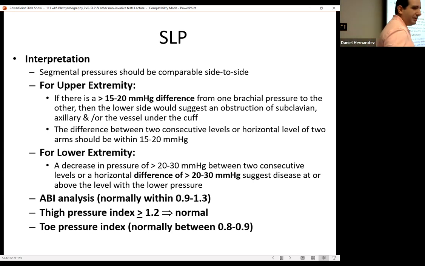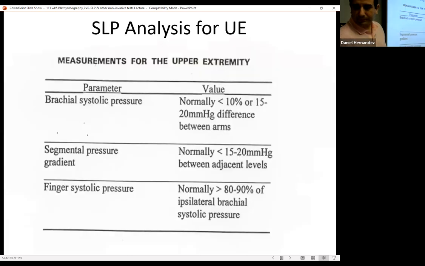You're fine. Pressures tend to go up as you move up the legs. So your thigh pressures are typically going to be greater than 1.2, and this is normal. Toe pressures typically range 0.8 to 0.9. So this is just for upper extremities.